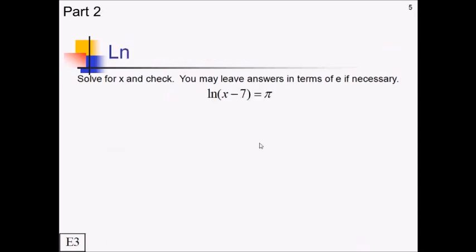Take a sec to try this one out. This is the same stuff, but with ln instead of log. Now ln, remember, that's log base e, so we're going to raise e to both sides. That'll be x minus 7 equals e to the pi. And they said we can leave our answers in terms of e if necessary, so it looks pretty necessary right now. We're just going to add 7 and call this one done.